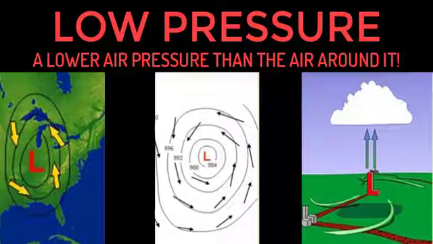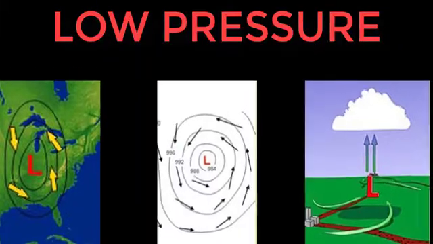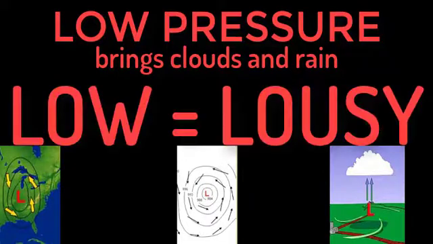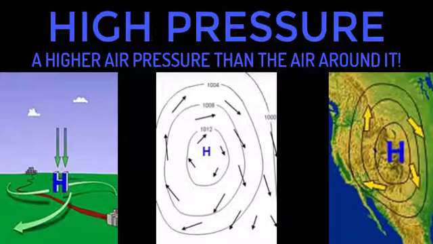A low pressure area on a map means that compared to the air around it, it has a lower pressure. This air is rising and tends to be warmer. As the warm air rises into the atmosphere, it cools and condenses. Remember the water cycle? And this is why low pressure systems are associated with rain and yucky weather. Low equals lousy.